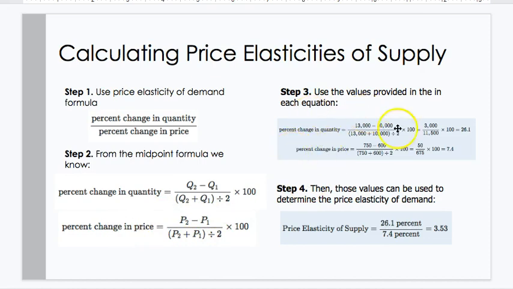Step 3, use the values provided. So the percent change in quantity supplied, and by the way, I will go back and change that, it says demand in step 1, is 13,000 minus 10,000 over 13,000 plus 10,000 divided by 2. The percent change in price is 750 minus 600 over 750 plus 600 divided by 2. When we put this all together in step 4, we get 3.53. That would be elastic.